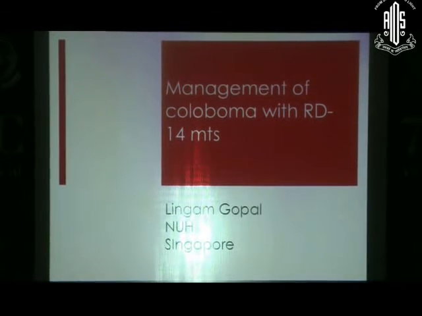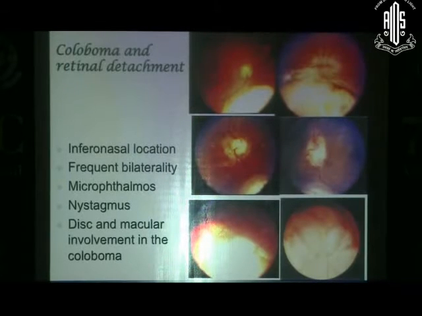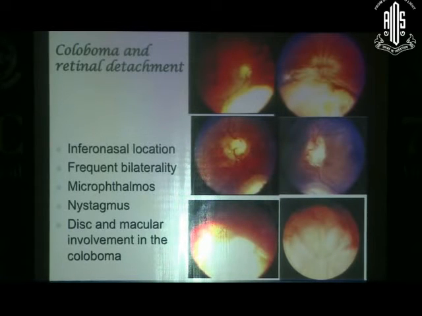We all know about what a coloboma is, so I won't go into the details about the embryogenesis and the reason why a coloboma forms. We know that it is because of the defective closure of the embryonal fissure between 4 to 6 weeks of gestation. And the severity of coloboma can vary depending upon at what stage in the development of the eye that the insult has taken place.